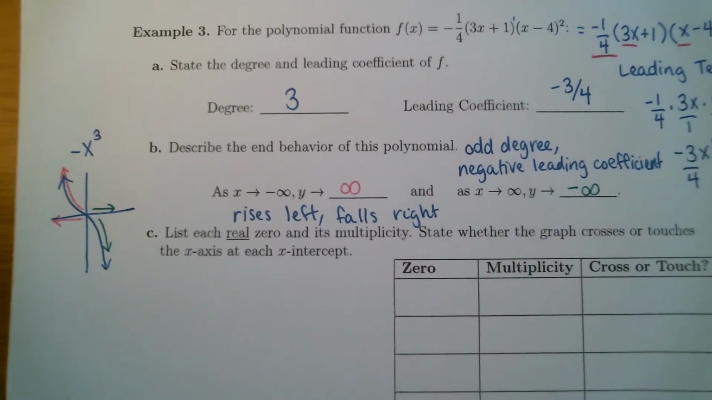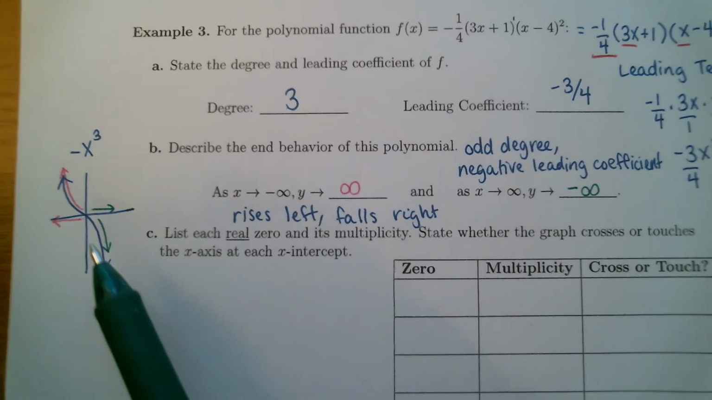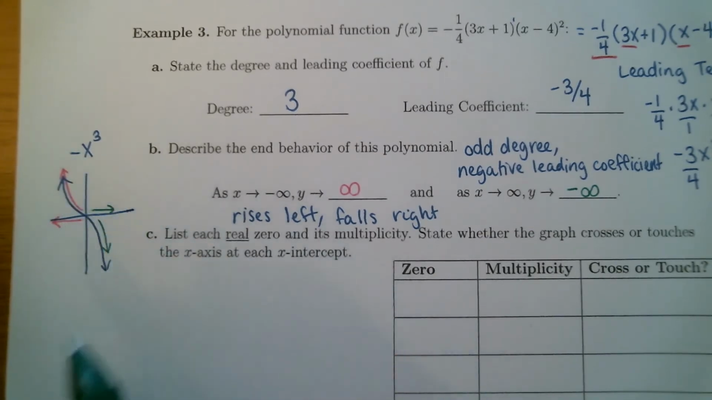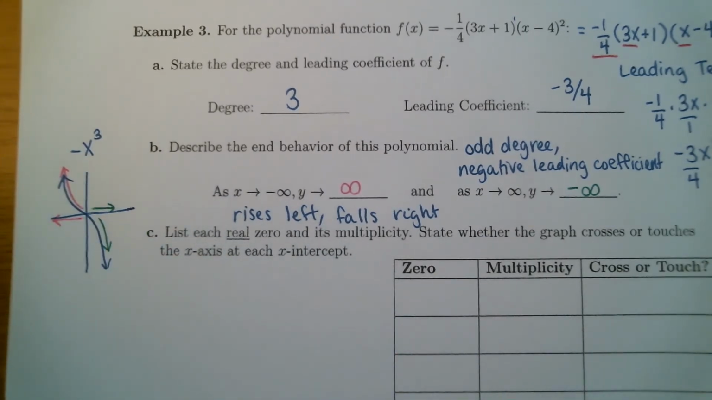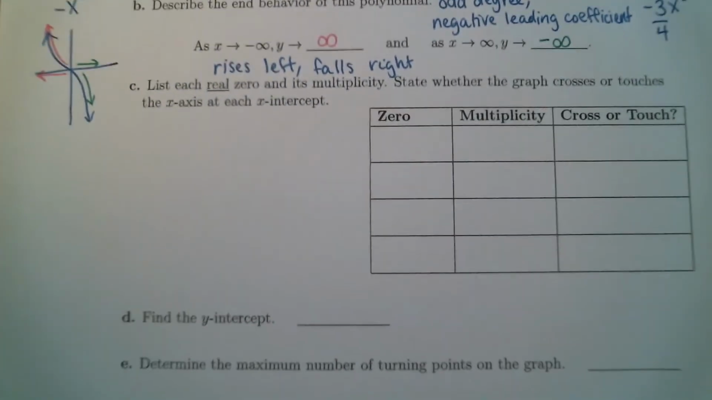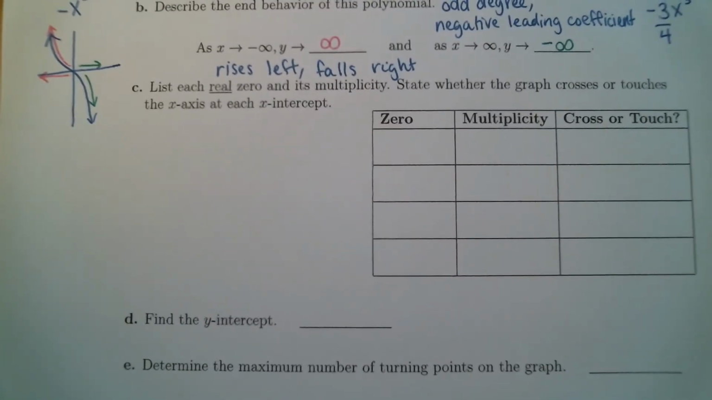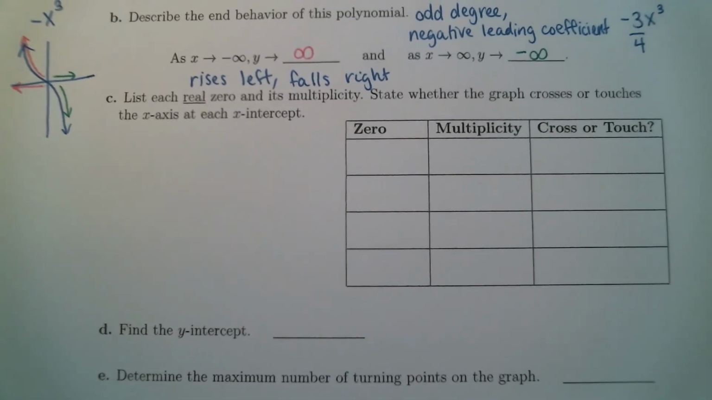So as x approaches positive infinity, y would approach negative infinity. So that's how you can fill this out mathematically, okay? But again, in everyday language, when you draw this picture in part F, you want the left side to rise and the right side to fall, okay? All right, so that's the end behavior, okay? All right, in part C, okay, it says to list each real zero. So let me stop you right there, okay? Notice that that word real is underlined.